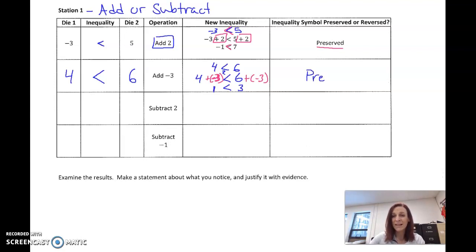Yep, we'd say the sign is preserved. Okay, again, we added negative 3 to both sides, and the inequality symbol held true. 4 is less than 6, we add negative 3, 1 is less than 3.